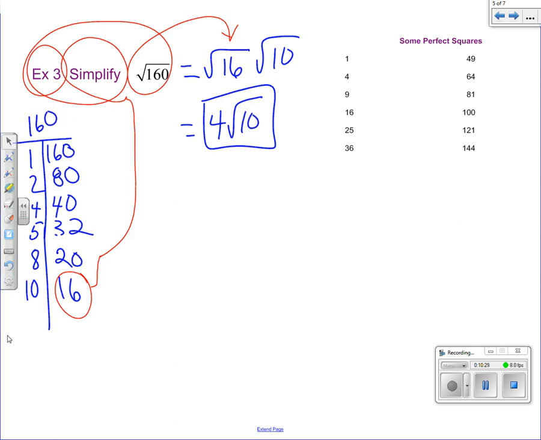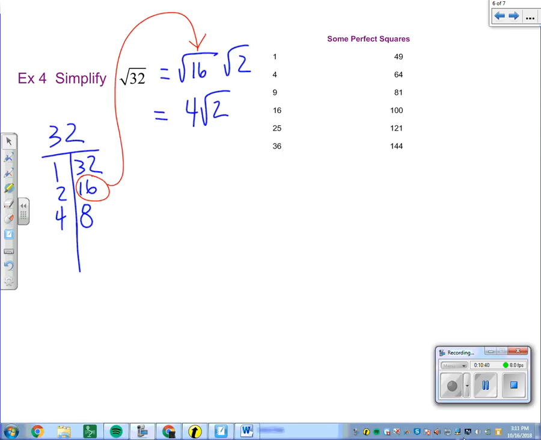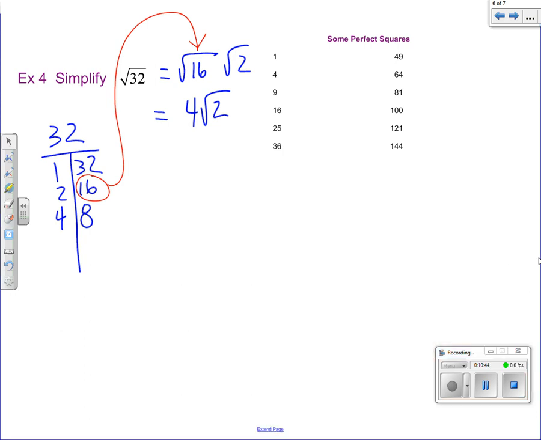Sorry about that. Last example, same thing. Pause the video, work it out, then check your answer. Here we go. All right, so check it out. I got 4 square root of 2. The biggest perfect square that went into 32 was 16. 16 times my 2 is going to take me back to 32. Square root of 16 is 4. Drop down square root of 2.